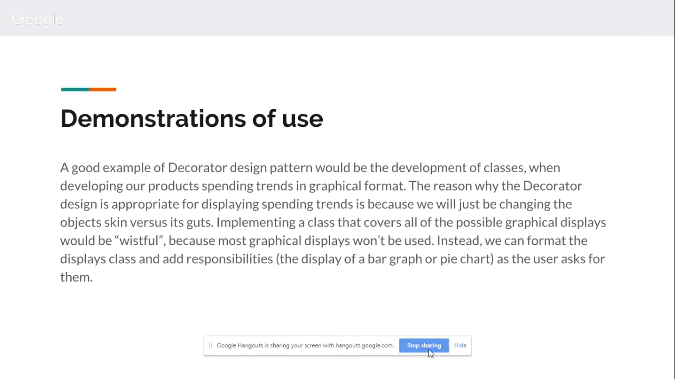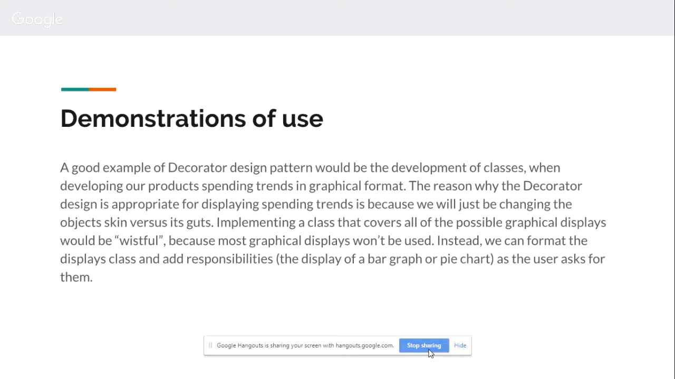Why would we use this? Well, a good example of a decorator design pattern would be the development of classes when developing our product, spending trends in graphical format. The reason why the decorator design is appropriate for displaying spending trends is because we will just be changing the object's skin versus its guts.